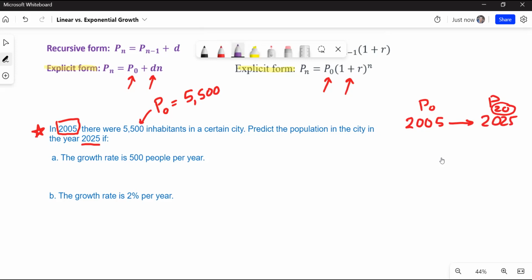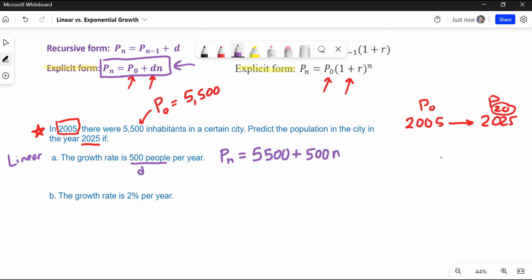So A, the growth rate is 500 people per year. That means we're always going up by 500 people. That definitely would be linear, right? We're increasing by the same amount every time. We're going to use this explicit form. So we say, oh, okay, so then our population for any year is equal to p naught, which is given as 5,500, plus, looking up at the formula, dn, where d is our common difference. In this case, the common difference is given here as 500. So we're going to say plus 500 people every year.